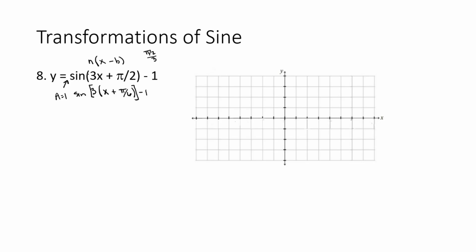So if that n value is not divided out, we're going to have to do so. Now that does not affect my period. The period will still be 2 pi divided by 3. But notice my phase shift does end up being the pi halves divided by 3 to get that pi 6. Okay? And because this one is plus, that means this is going to the left.